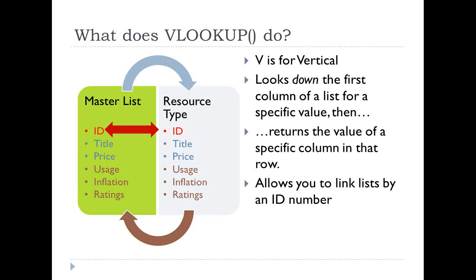So we have a master list that has an ID, titles, and prices of our resources. And then we have other lists that are specific, like lists of e-journals, lists of databases, that also start with the ID number. We can then view the title and the price from the master list. Then we add the resource type list, usage, inflation, ratings. Those can then be seen in the master list. So it's like a big giant loop.